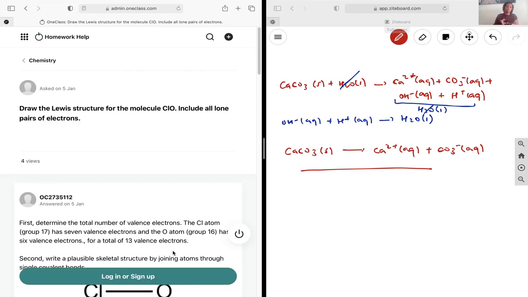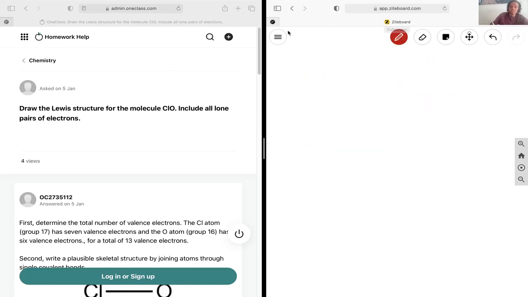For our next question, we want to draw the Lewis structure for ClO and include all lone pairs of electrons. So as usual, we begin by counting the valence electrons. We are going to have 7 from the chlorine and 6 from the oxygen. That is going to give us 13 electrons. And then we can just note here that we have an odd number of electrons and no charge.